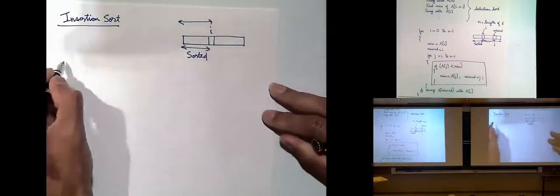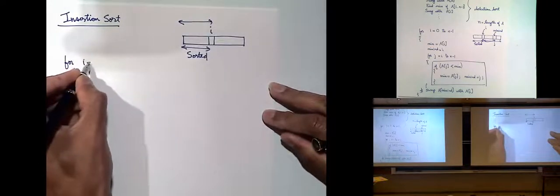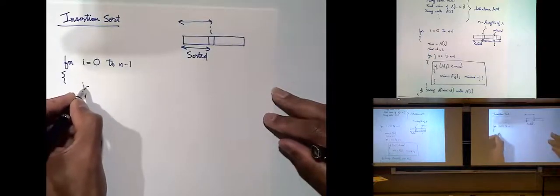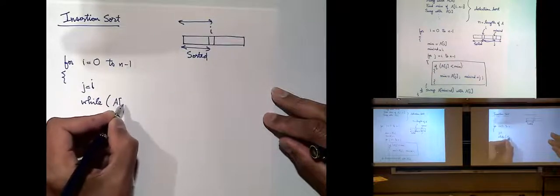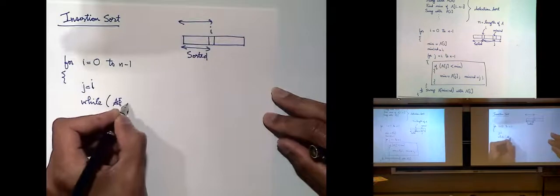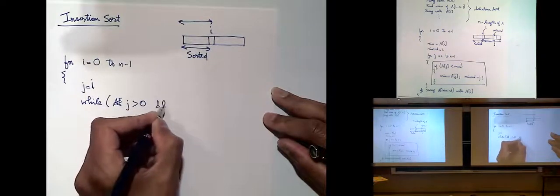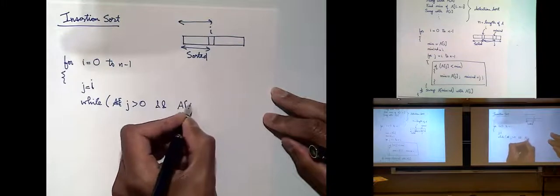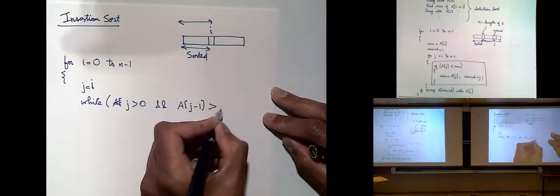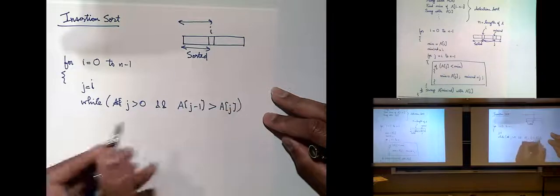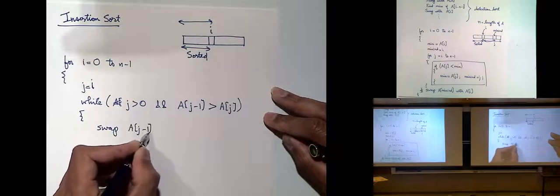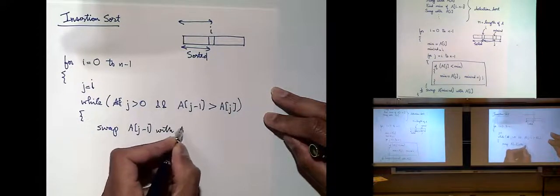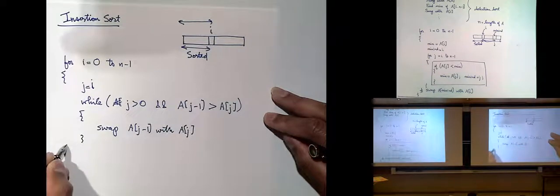Okay, so I'll write out the code for insertion sort. So this is for i going from 0 to n minus 1. The code is even simpler. So we'll initialize j is equal to i. I'll say while j is greater than 0, and make sure I get my indices right, a of j minus 1 is greater than a of j, we'll swap a of j minus 1 with a of j. Okay?